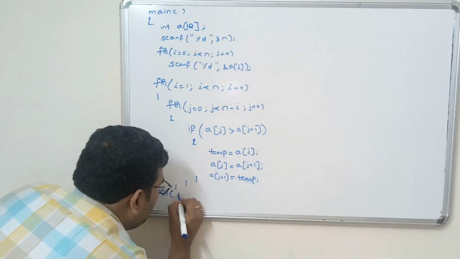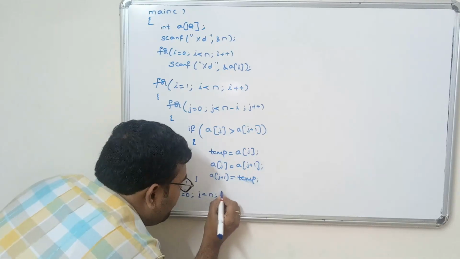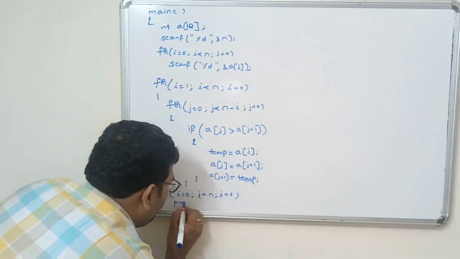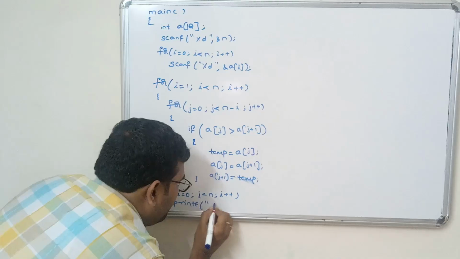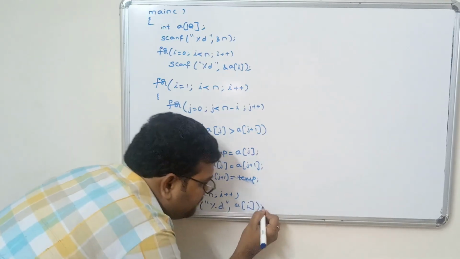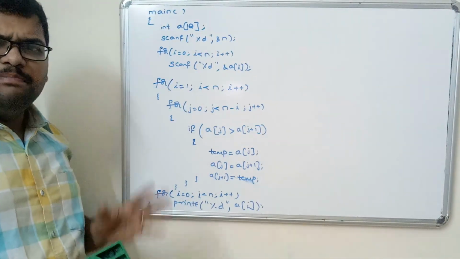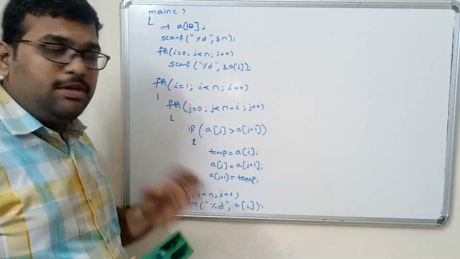So in order to print the elements, i is equal to 0, i less than n, i plus plus, printf %d a of i. So this closes our program. This is the simple logic for the bubble sort.